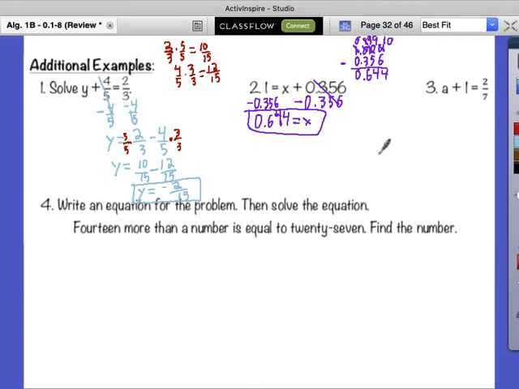Questions on that? Okay. So decimals and fractions, are they impossible for us to do? No. Is it a little more work sometimes? Yeah, it's a little more work, but we can still do it. Okay.